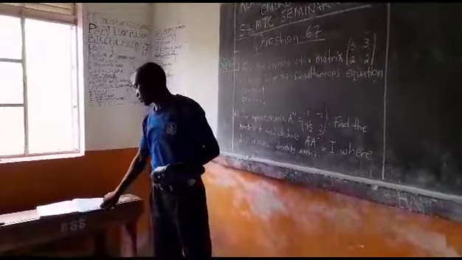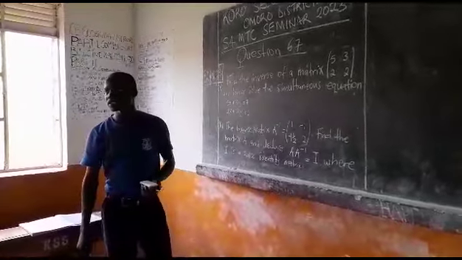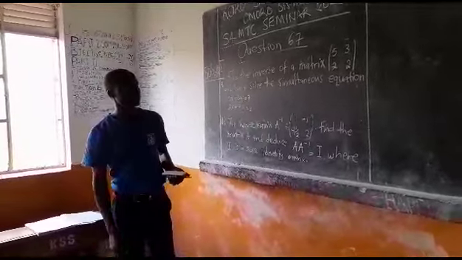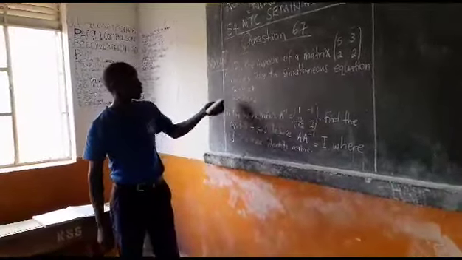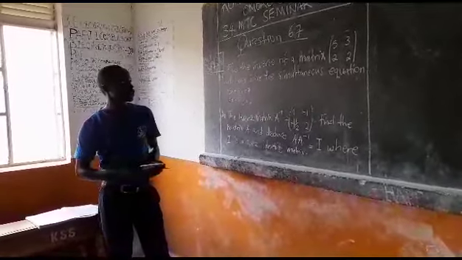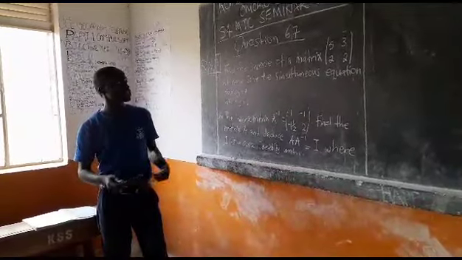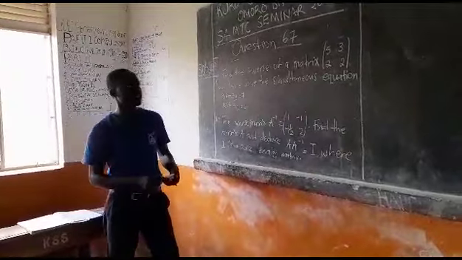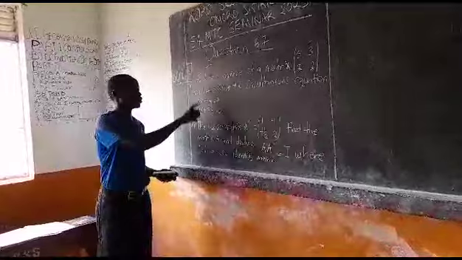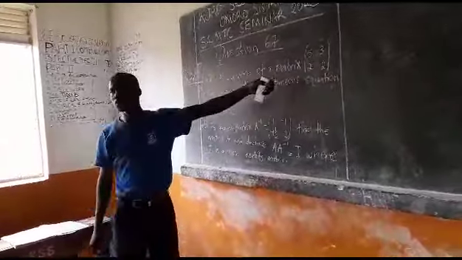Now I've come to solve this question number 67. The question is all about matrix. Now they have asked us to solve the simultaneous equation for this question A, number 67. It says find the inverse of a matrix, this matrix, and hence solve the simultaneous equation. The simultaneous equation is here. So now we are going to start by getting the inverse of this matrix.